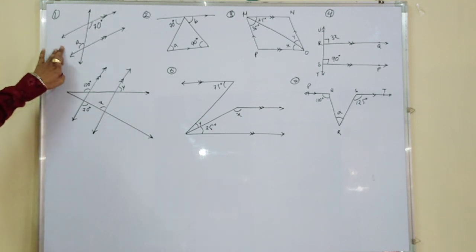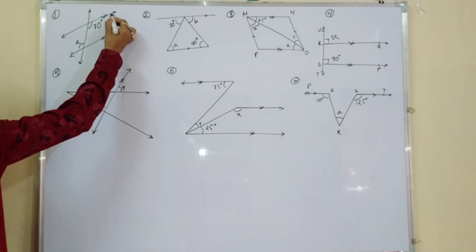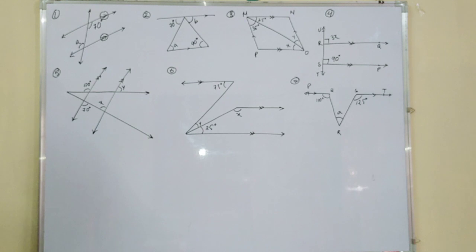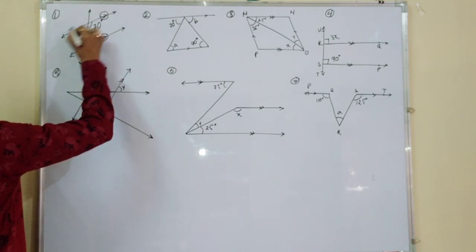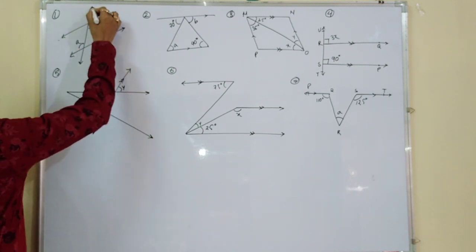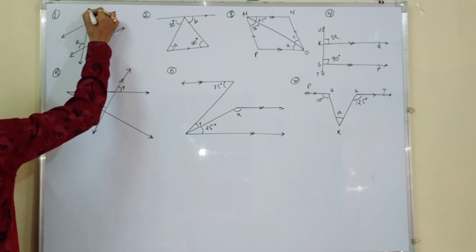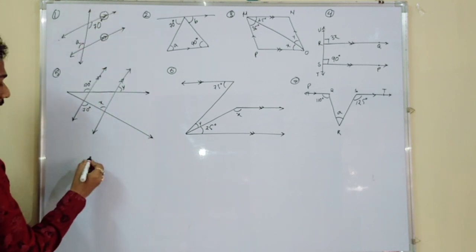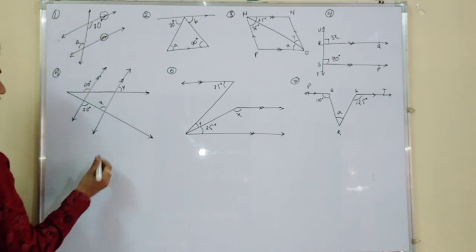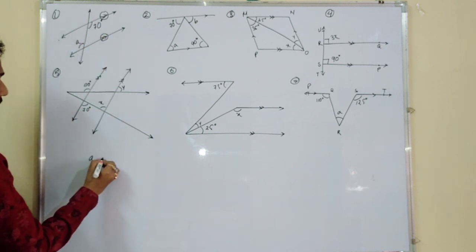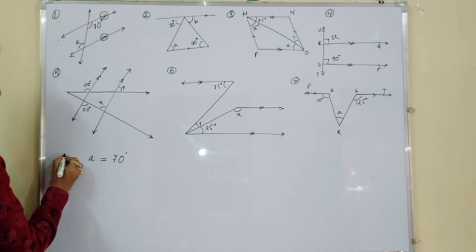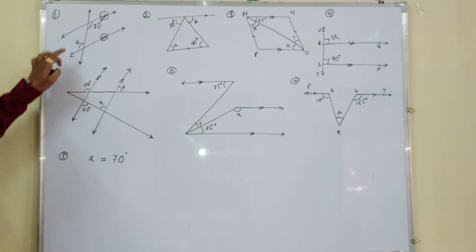So first question, if you see in this figure, this sign shows that they are parallel. This arrow mark and this arrow mark are showing that they are parallel. Now if this is parallel to this and this line is the transversal, then what can we say about angle A and 70 degree? So angle A will be equal to how much? 70 degree. Question number 1. A will be equal to 70 degree.